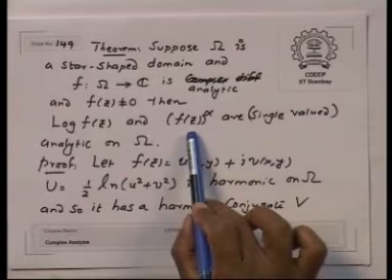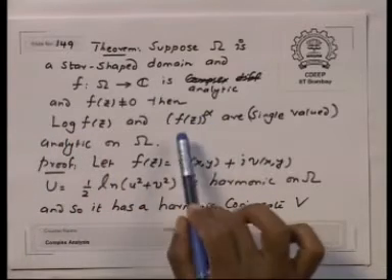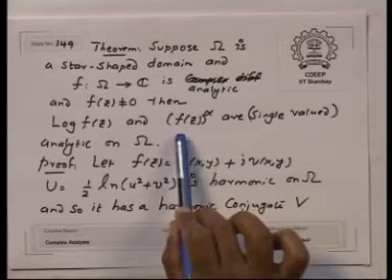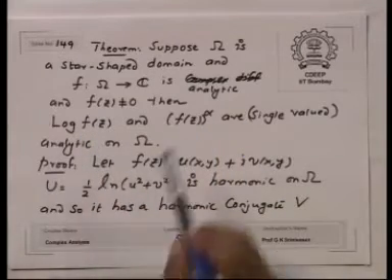Now, it is enough to do this, because what is the definition of this? It is exp of alpha log f, correct. So if I do log f, then this follows.